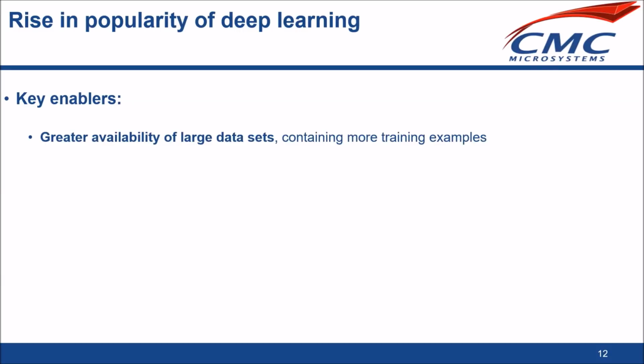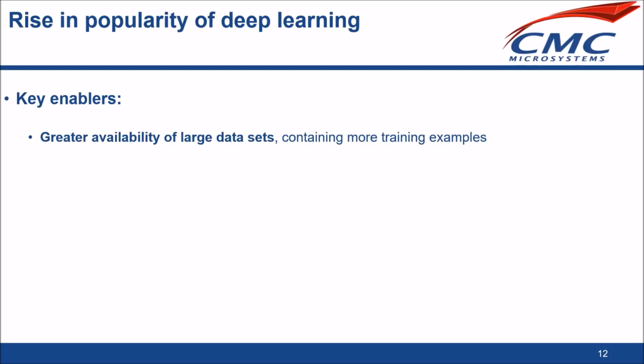First of all is the greater availability of large data sets containing more training examples. Today you can access a lot of databases on the internet and use them for training your model, fine-tuning for a particular task. As an example, ImageNet contains thousands of classes, and each class has thousands of images easily accessible, and you can use them to train your network.